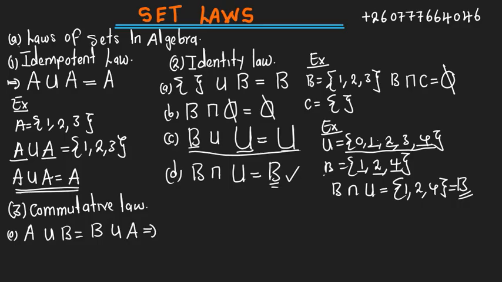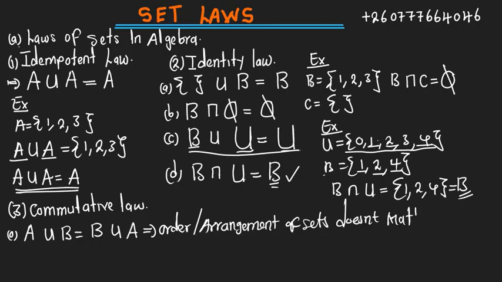The essence of this law is simply to tell you that the order or arrangement of sets doesn't matter. Okay? At the same time, if this is my set A intersecting with set B, this can also be written as B intersecting with set A. The order doesn't matter.